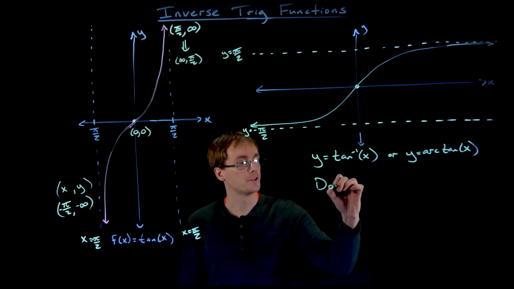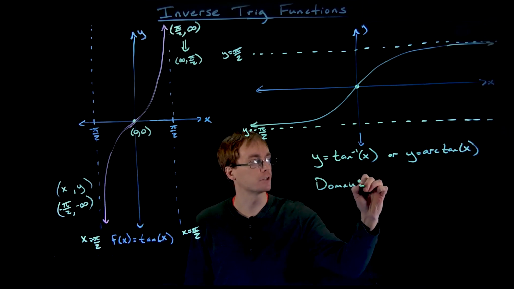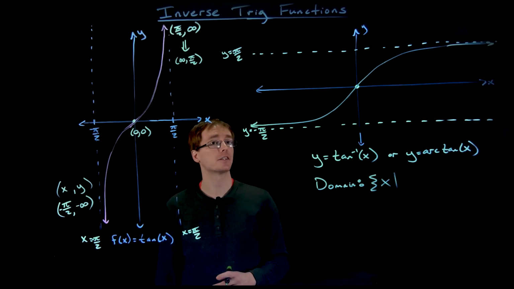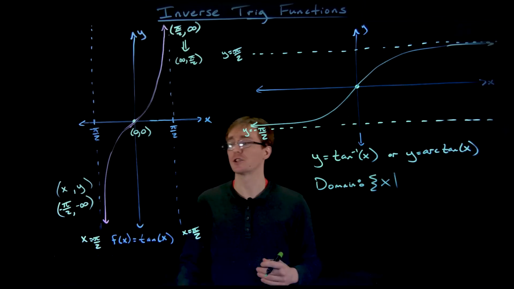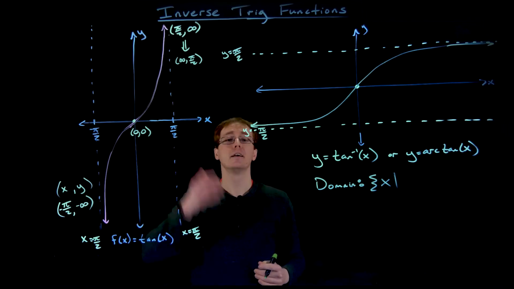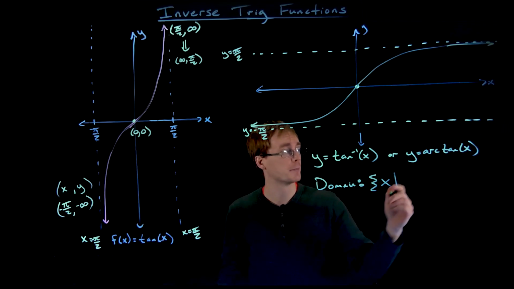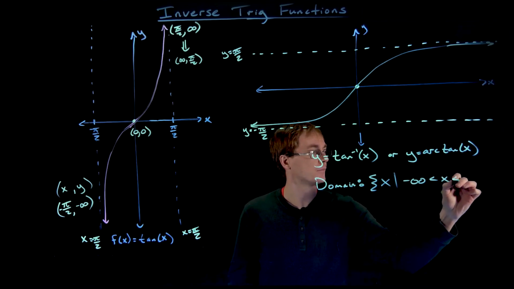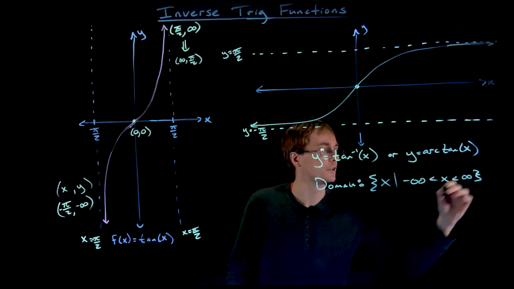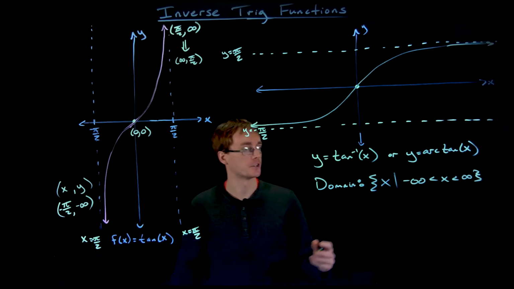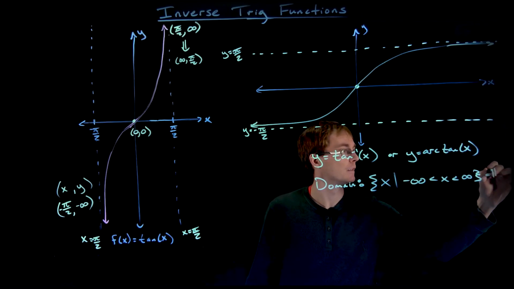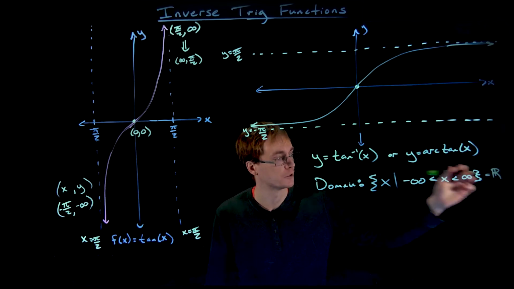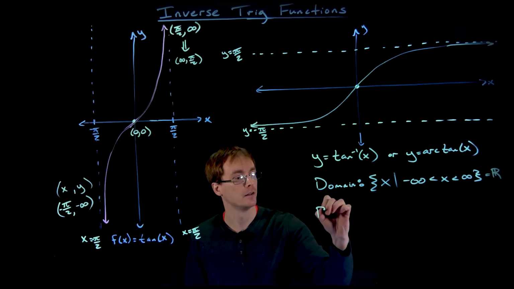So what about the domain of our inverse tangent function? That's going to be the set of all x values, such that x can be anything. It's just the range of our tangent function, and that range is all real numbers. The domain is also going to be all real numbers, or the interval of x values from negative infinity to positive infinity. If we want to be lazy, we could just write that as capital blackboard R. Remember, that symbol denotes all real numbers.